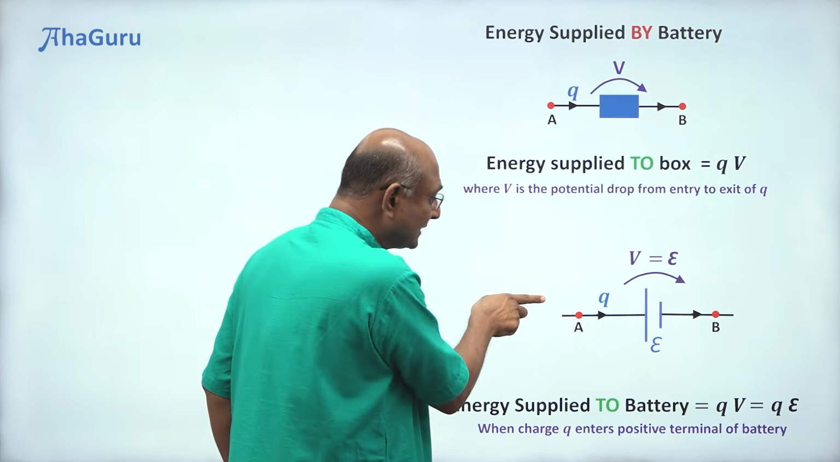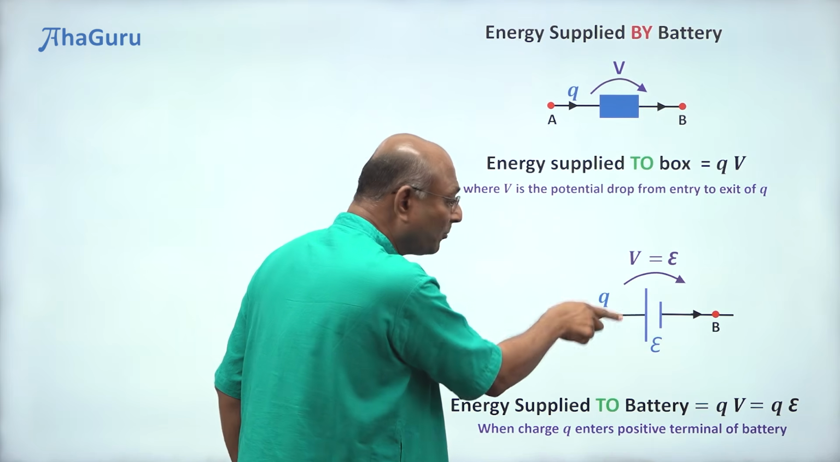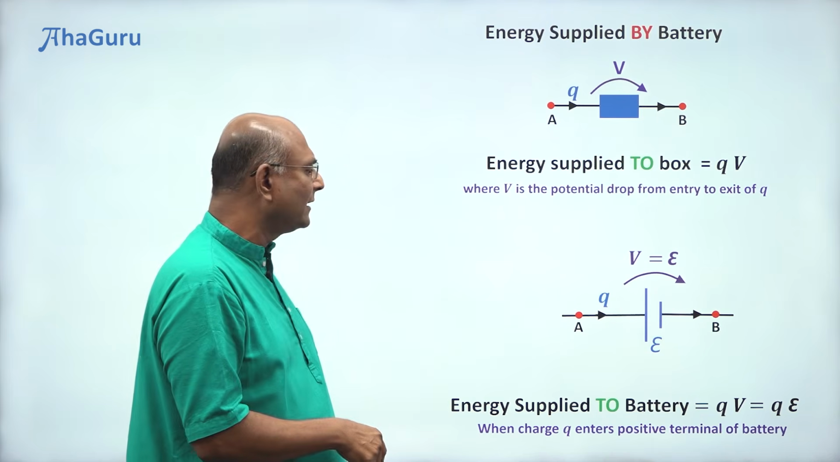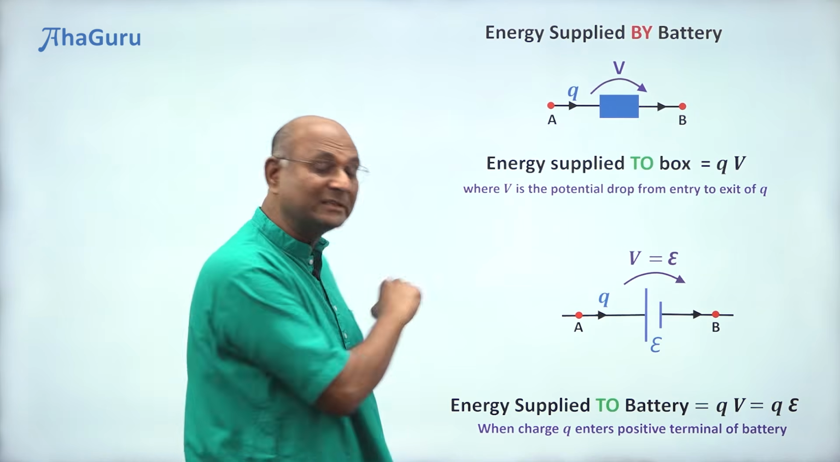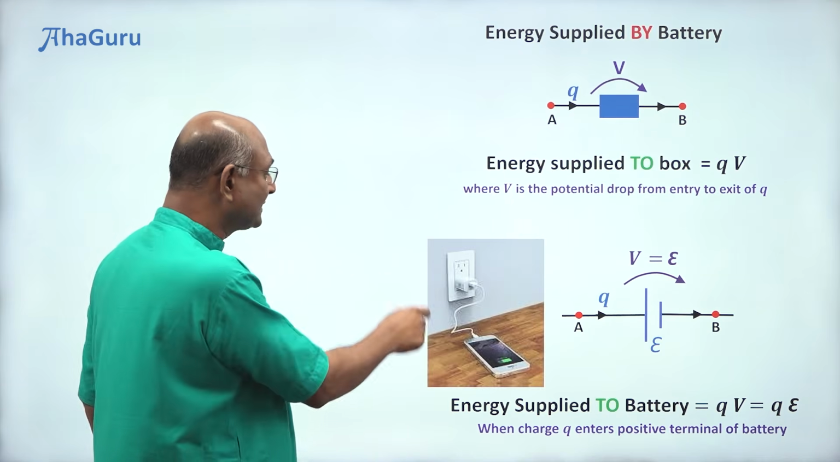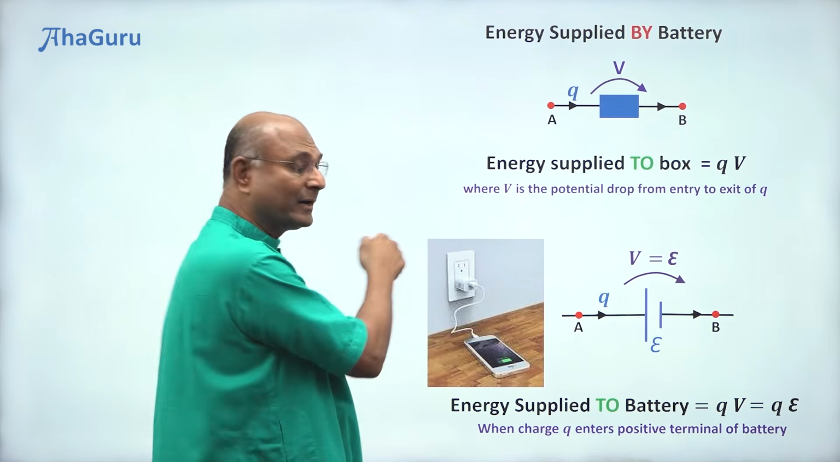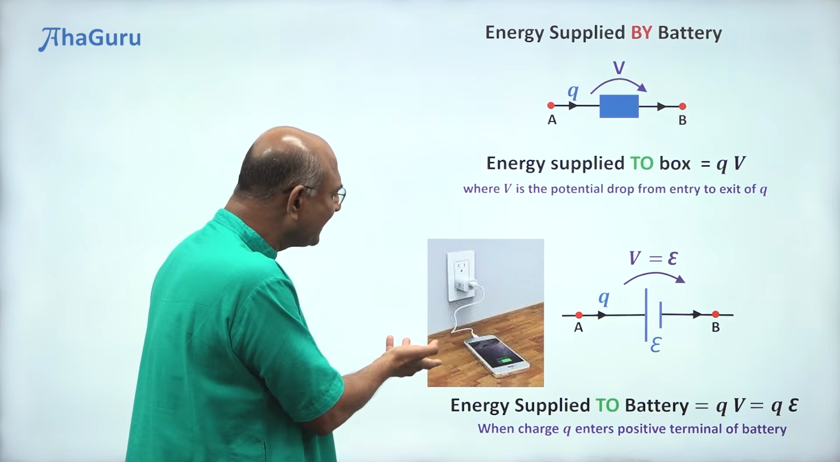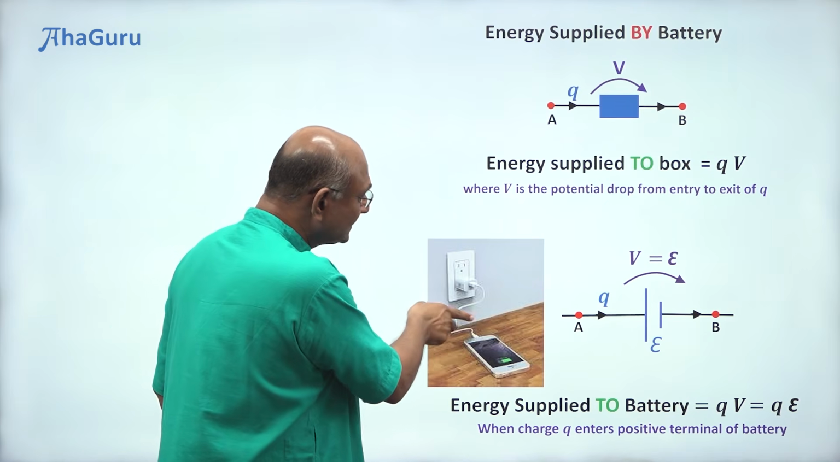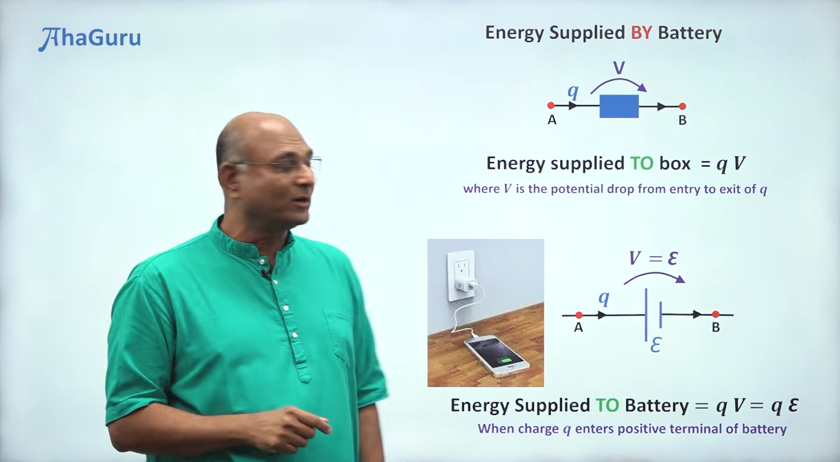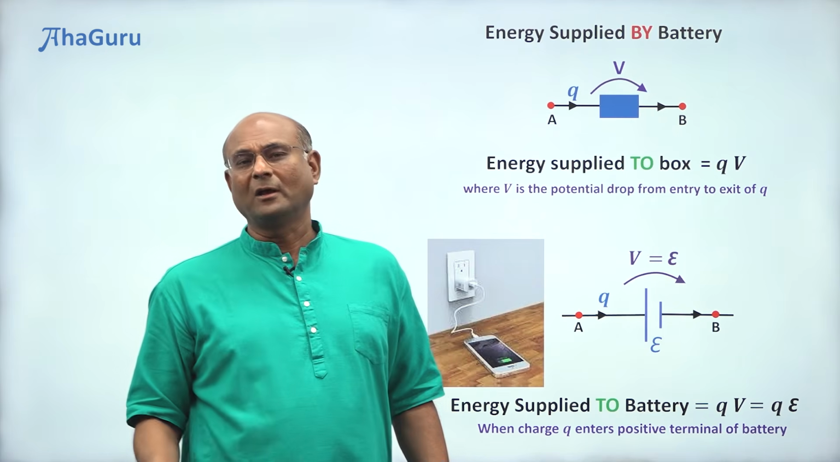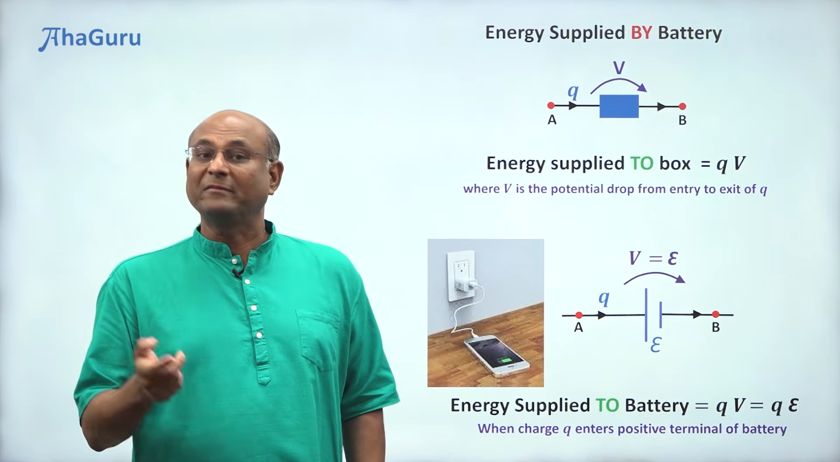Remember here that the charge is entering the positive terminal of the battery. Is this even possible? Yes, it's possible, and we use this very often. Every time you take your cell phone and connect it to your wall socket, what is happening? You are actually supplying energy to the battery that is there in your cell phone. So this is used quite often. But many times we would like the reverse, right?